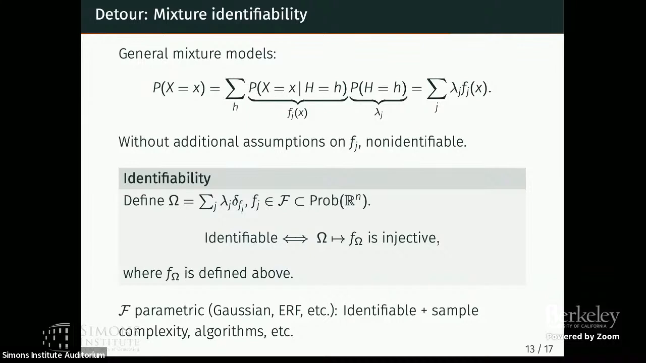Okay, so as I alluded to previously, if this family script F is parametric, so Gaussian, exponential families, there are lots of other examples, not only do you get identifiability as I've defined it up here, you also get polynomial-time algorithms, sample complexities, lots of good stuff, right?